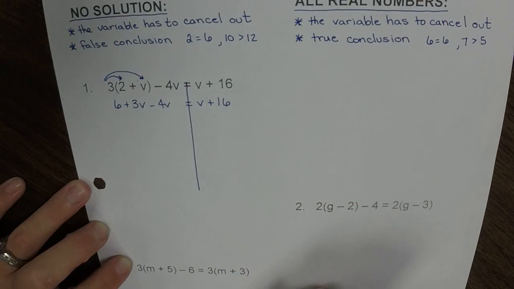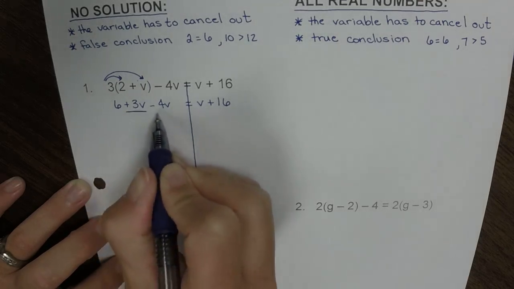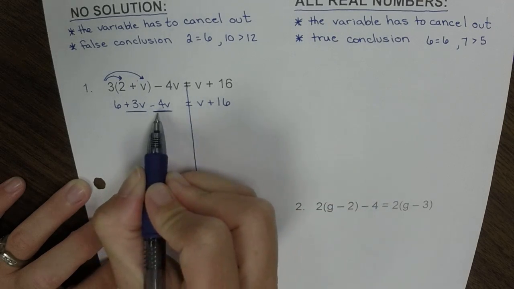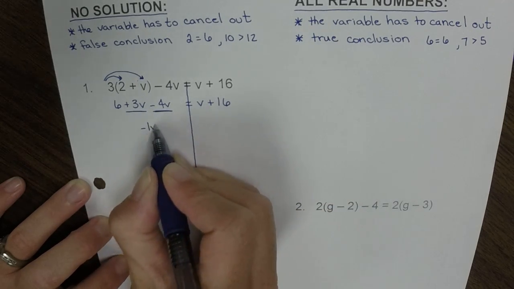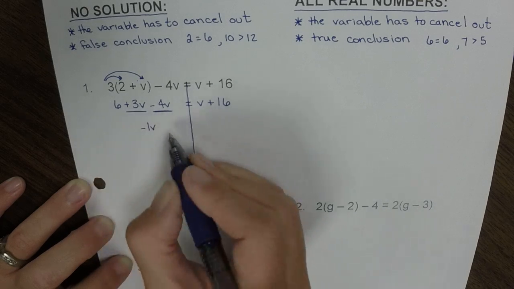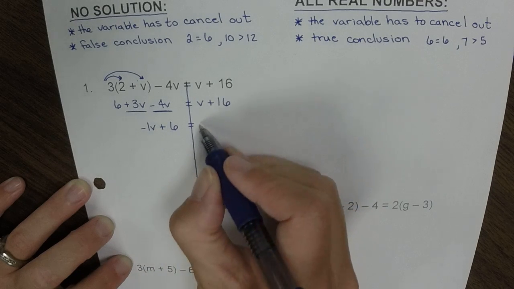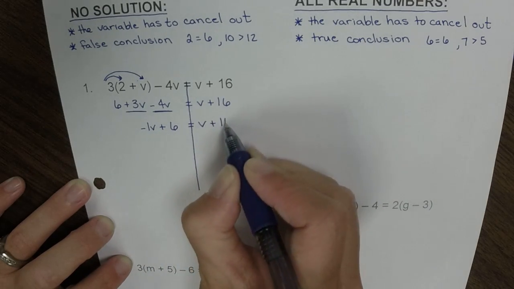My next step is to combine like terms on sides separately. So I'm going to put plus 3v with minus 4v. So 3 minus 4 is negative 1v. And then I still have this 6, which is positive, so plus 6. And then I have v plus 16 over here.